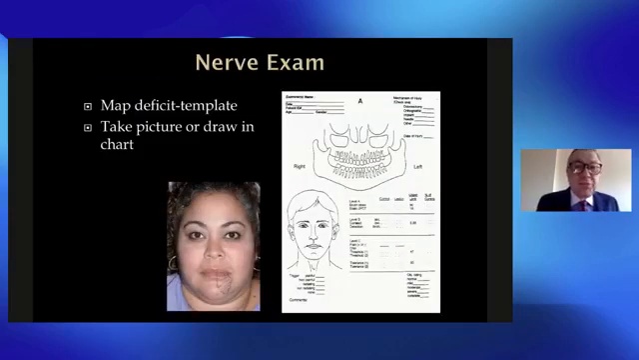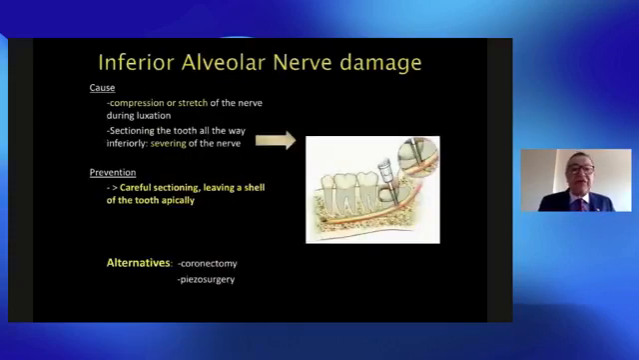And if you are facing these problems, really document the problems. Take pictures, draw it in the chart, map the deficit, and follow up on it. It's also helpful to understand why these nerve damages occur. Fortunately, in most cases, it's a compression or a stretch of this nerve. But yes, in situations like that, we can literally sever the nerve with our drill. So if we have to section a tooth close to the nerve, we should be very careful. And we should always leave a shell of the tooth apically.